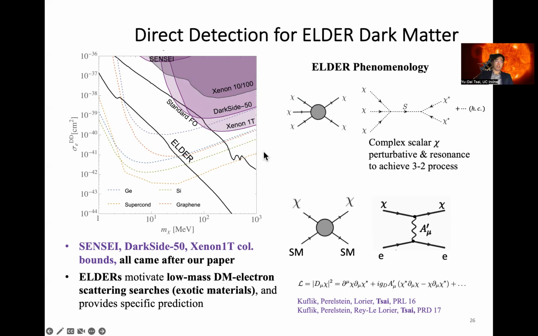And elder motivates low mass dark matter electron scattering searches, shown here for germanium, silicon, superconductor, and graphene. There are many others I'm not listing to search for this kind of dark matter. There are actually a lot of papers that have been published after us, citing us and probing this kind of dark matter using novel materials.